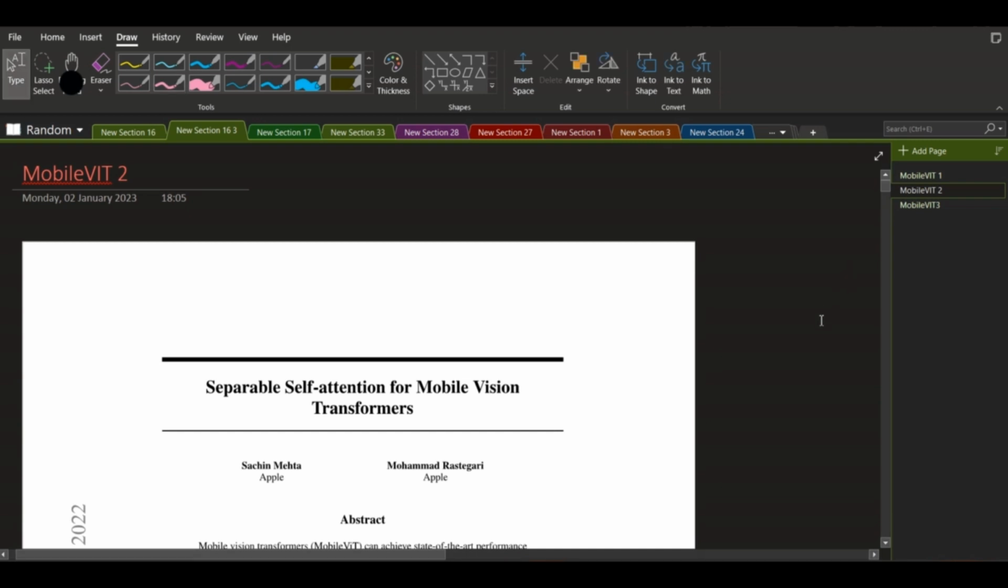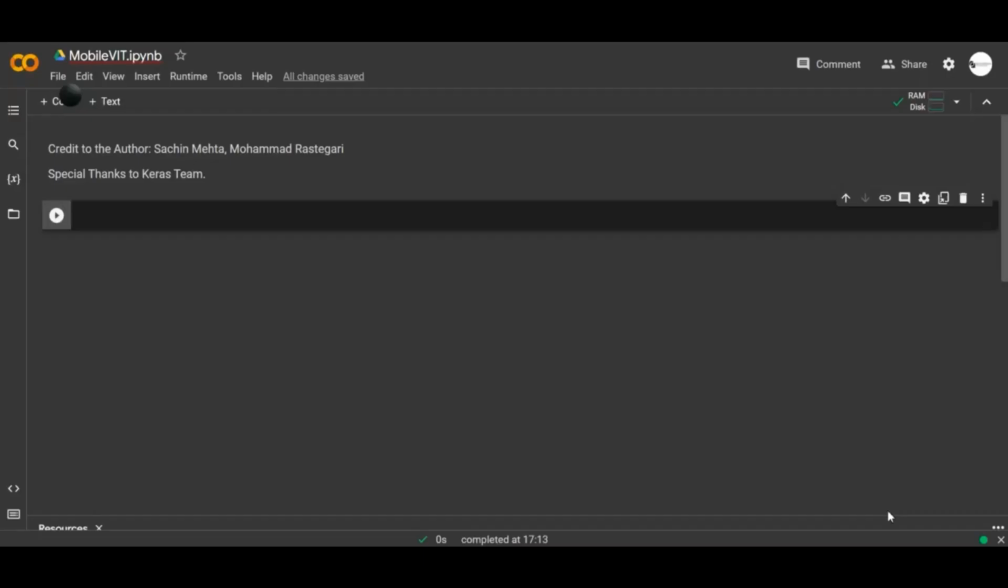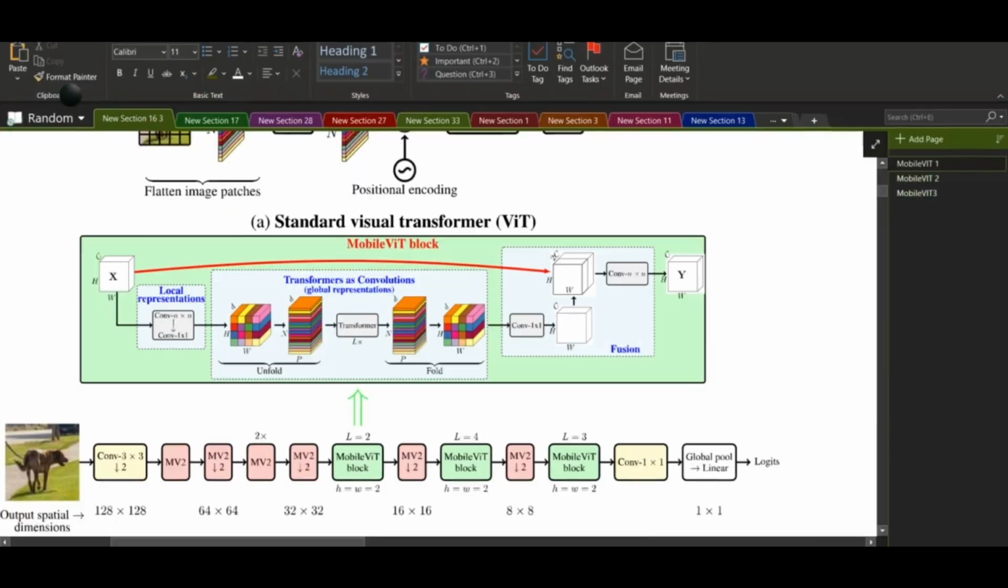But anyway, let's get into the code and try to code up this method. Now we will be actually coding this MobileViT. Before we get into the code, I'll be following this architecture here so that you know where we currently are. As you can see, the first block here is a convolutional layer of 3 by 3, then we have strides equal to 2. So that's the first block that we're going to build.